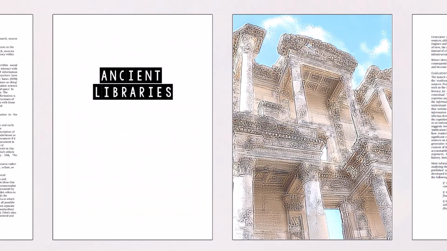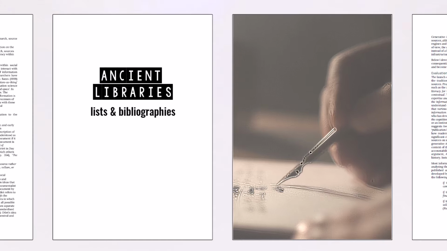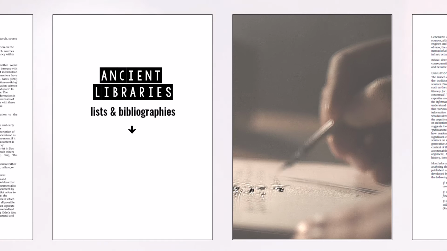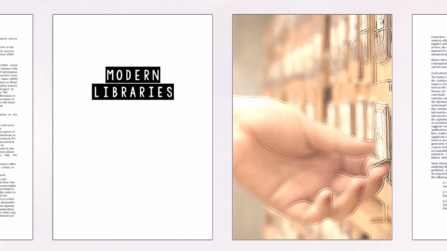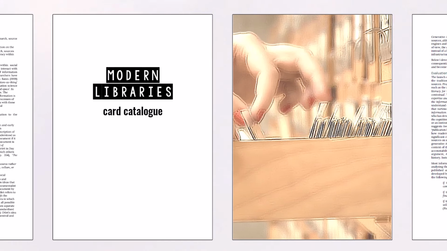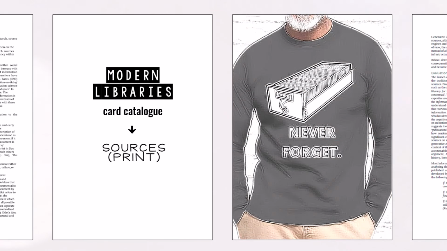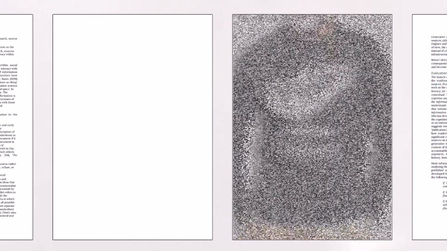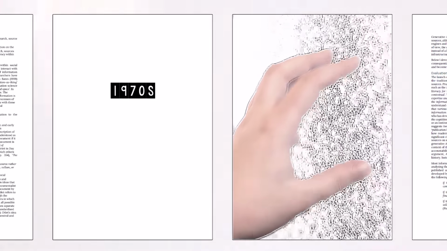Ancient libraries were organized through lists and bibliographies compiled by librarians with expert knowledge of the collection. The bibliographies identified sources, which might have been scrolls or tablets. An innovation of modern libraries was the card catalog. It was the ultimate manual technology to locate print sources and became a symbol of libraries. Beginning in the 1970s, card catalogs were converted to machine-readable text.